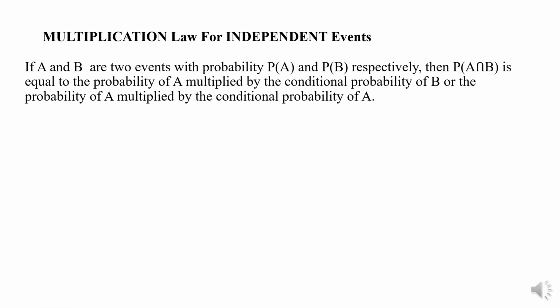Now the multiplication law for not independent events. If A and B are two events with probabilities P of A and P of B respectively, then probability of A intersection B is equal to the probability of A multiplied by the conditional probability of B given A, or the probability of B multiplied by the conditional probability of A given B. For example, probability of A intersection B equals P of A into probability of B by A, or we can write it as probability of B into probability of A by B.